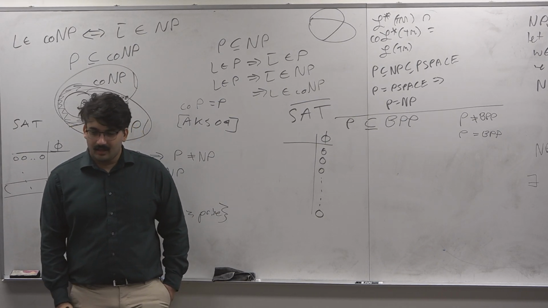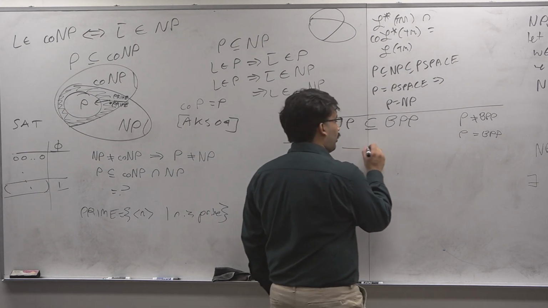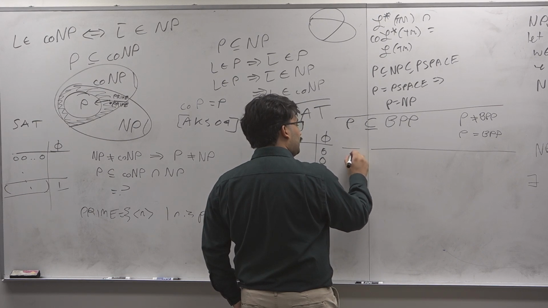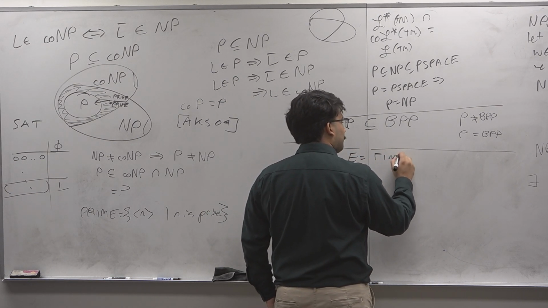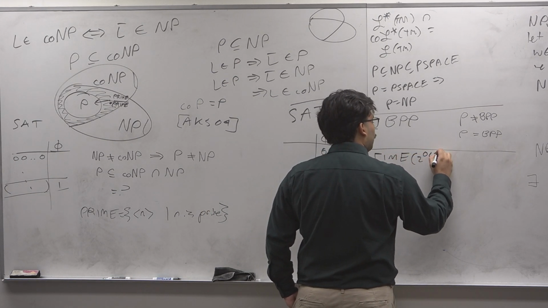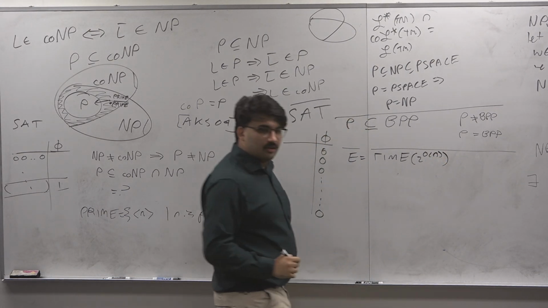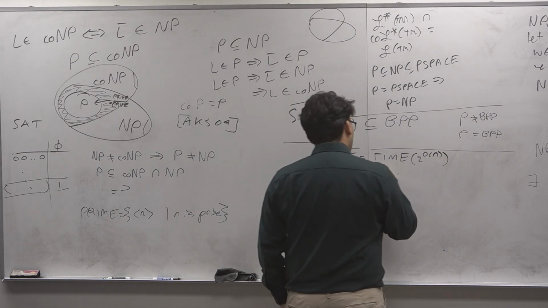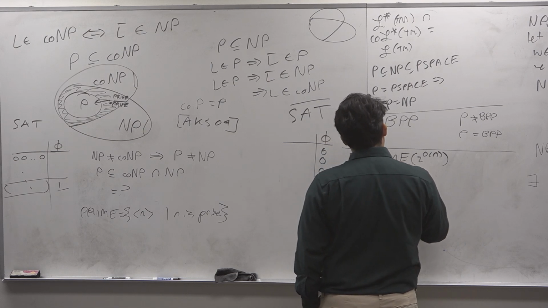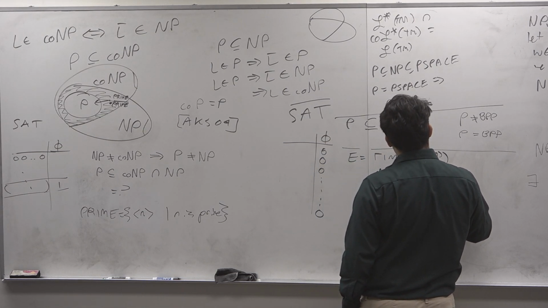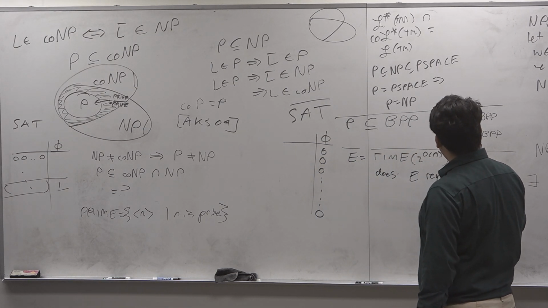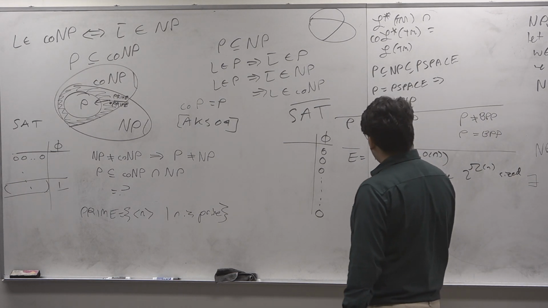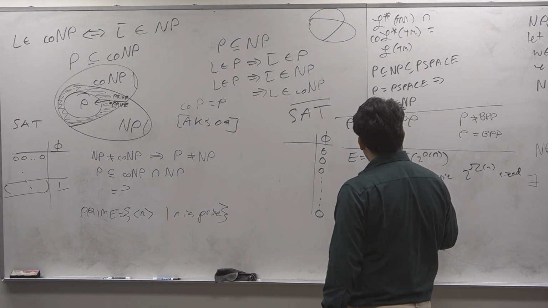Okay. A second question, I promise this is related. Let E be the class, again, time of 2 to the O of n, okay? Linear exponent. Does E require 2 to the n sized circuits? We haven't talked about circuit complexity.